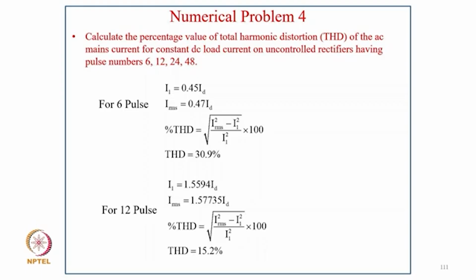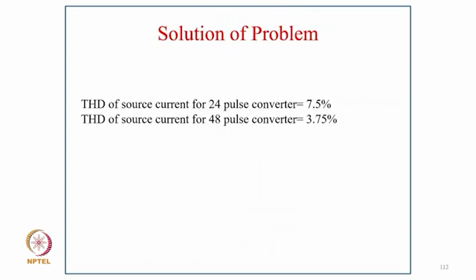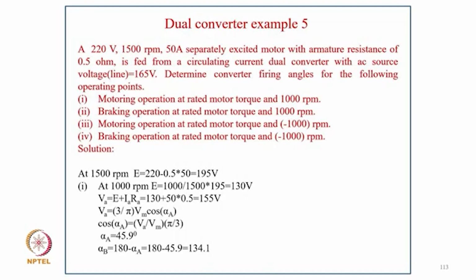I1 equal to 1.59 Id and IRMS is 1.57. So percent THD is square root of (IRMS square minus I1 square) divided by I1 into 100, that THD becomes 15.2%. And THD similarly for 24 pulse converter is 7.5% and THD for 48 pulse is 3.75%.